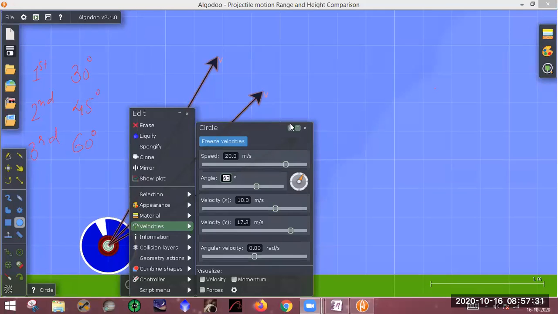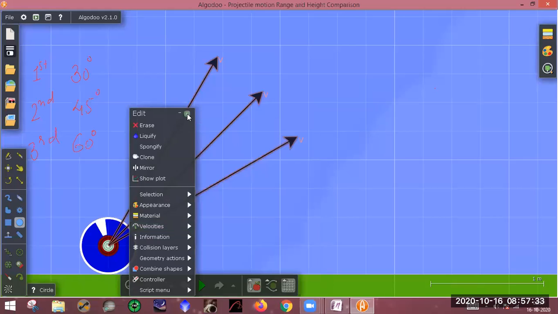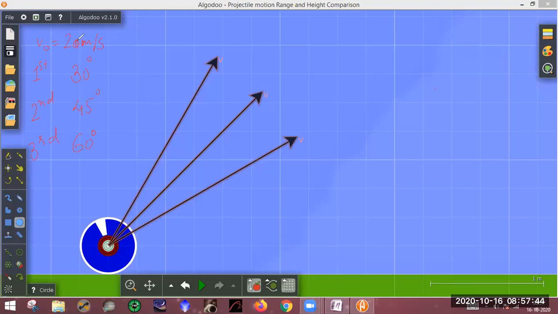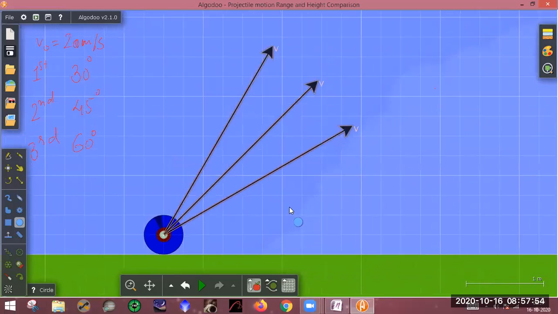Three different balls being thrown at same speed, right? At same speed. How much speed? Initial speed is same, 20 meter per second. See, initial velocity is not same, initial speed is same. Initial velocity is not same, right? Okay, so let's see what's going to happen.